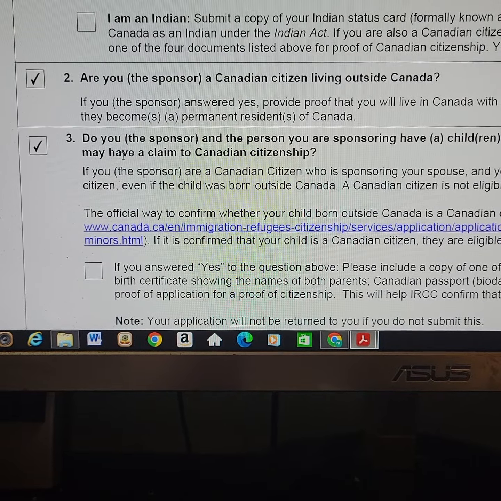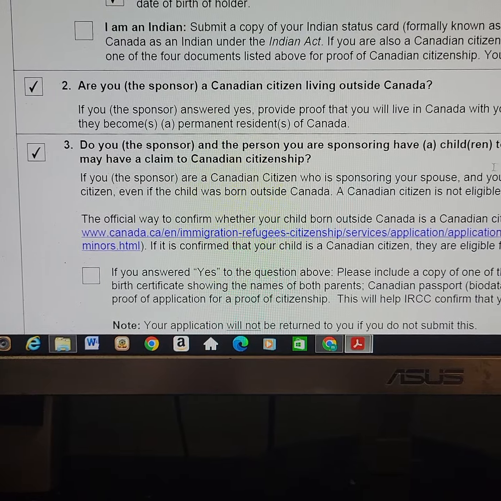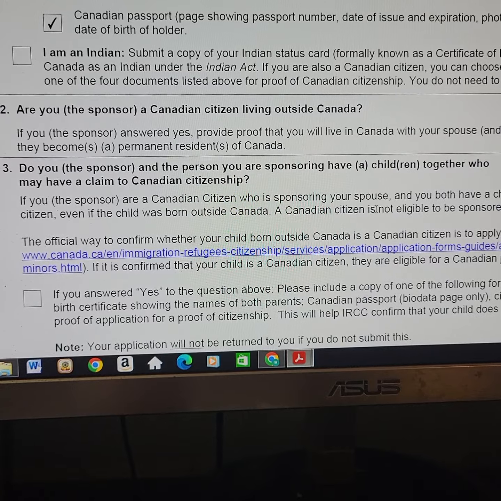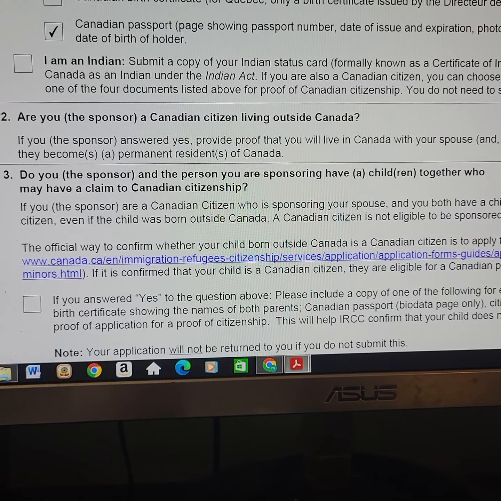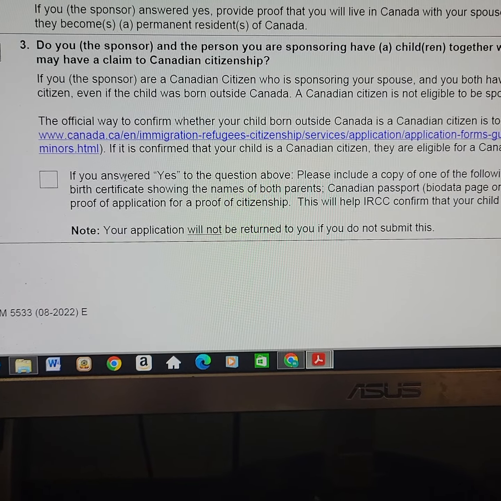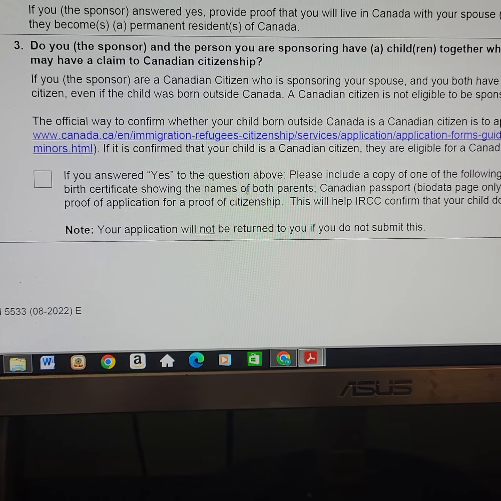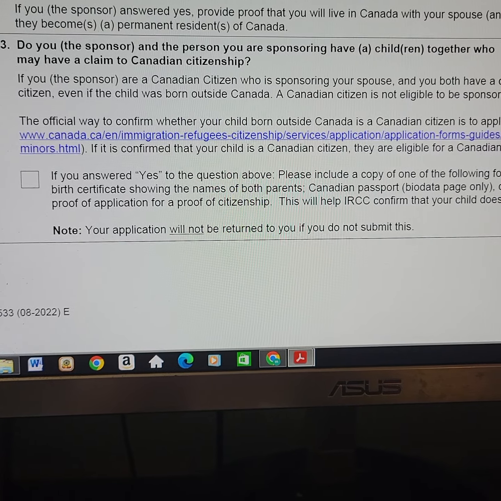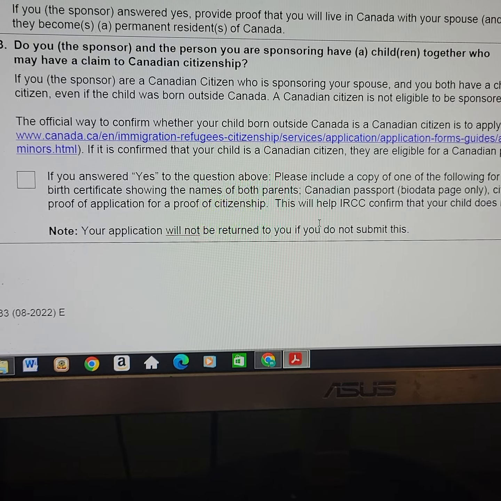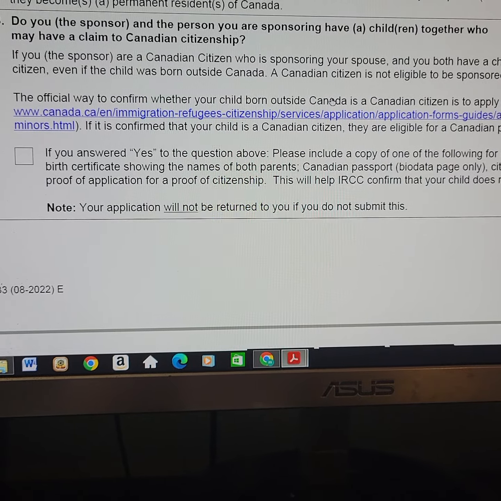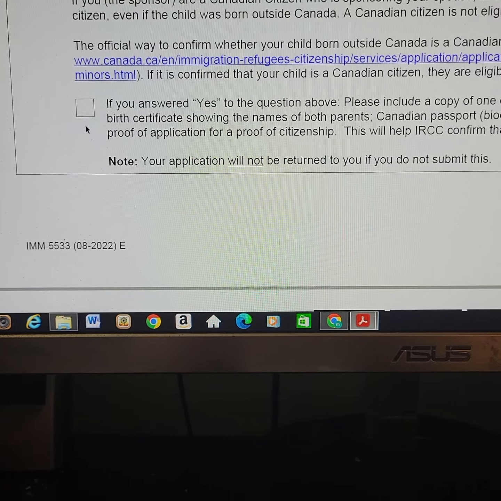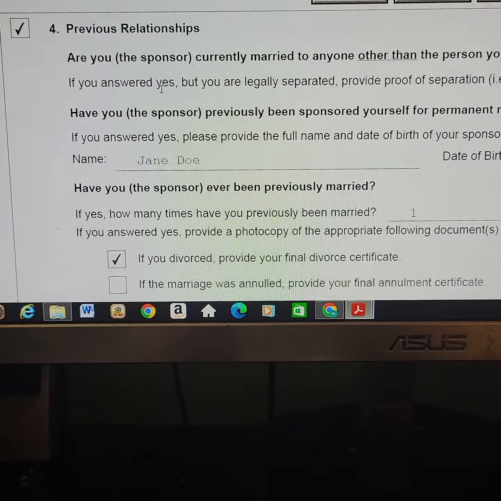So number 3, do you, the sponsor, and the person you sponsor have children together? If the answer is yes, you will have to read the part on the bottom and submit the needed documentation. If no, just check off no, simple. You see, if you answered yes to the question above, please include a copy of the following for each child with your application. So make sure, like I'm saying, read everything, okay? Again, do not leave the box blank, always write NA on the bottom, okay?